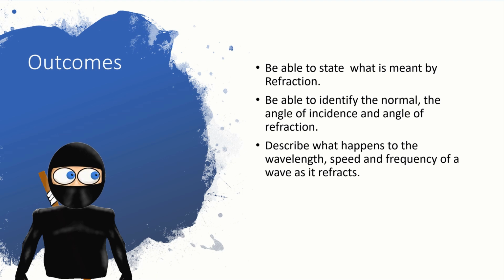You need to be able to identify the normal, the angle of incidence and the angle of refraction. So the normal, an imaginary 90-degree line made with the surface at the point where the light meets the surface. We use the normal to measure the angles. The angle of incidence is the angle that the incoming ray makes with the normal, and the angle of refraction is the angle between the refracted ray and the normal.